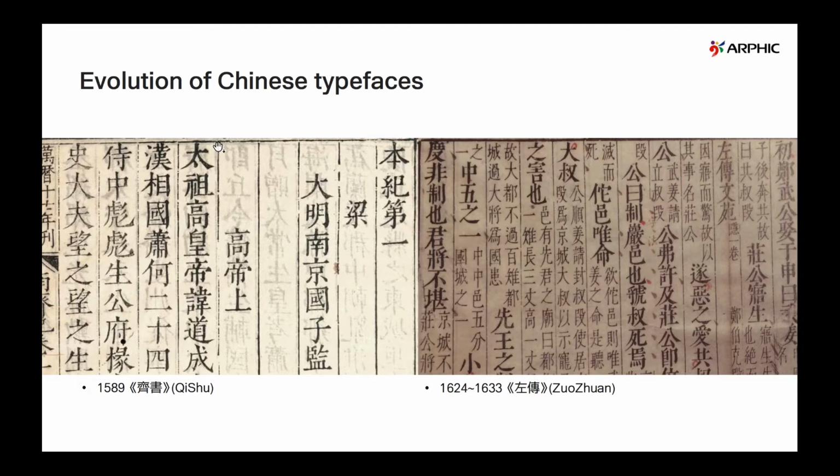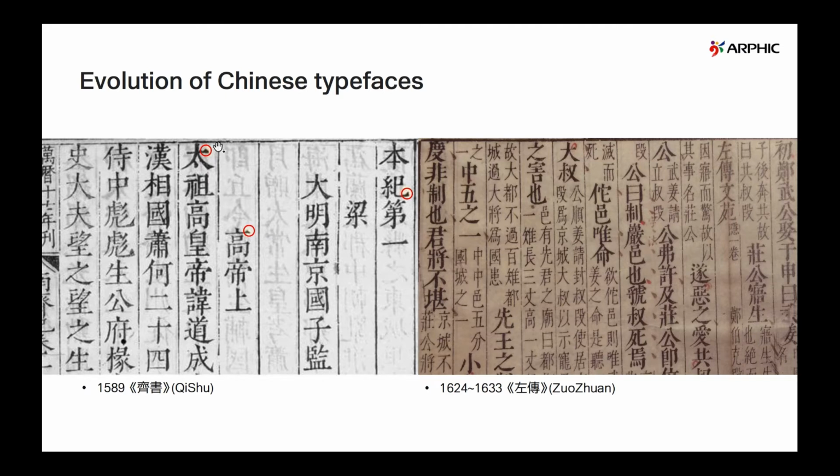MingTi and SongTi are a kind of typeface similar to serif Latin. They always have serifs, like little triangles, on the terminals of strokes. So when we do matching for serif Latin, SongTi or MingTi is always the choice. Most books are printed with MingTi. It's one of the most commonly used typefaces in Chinese character areas.